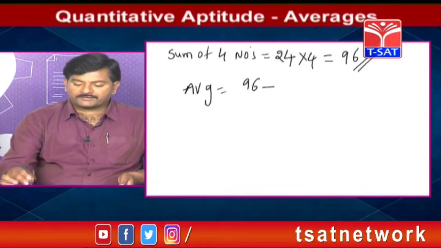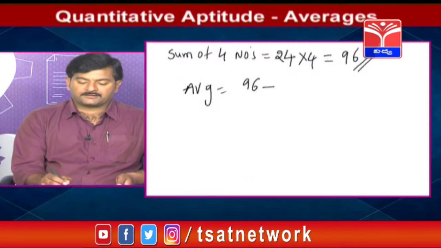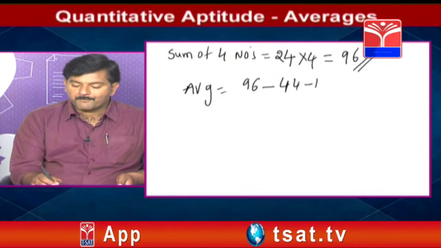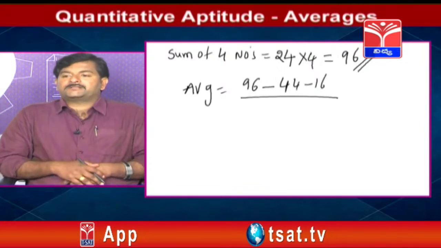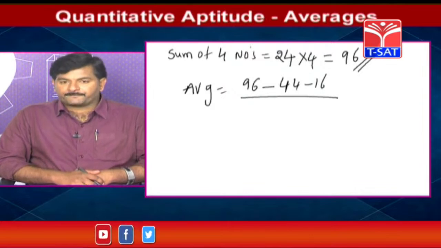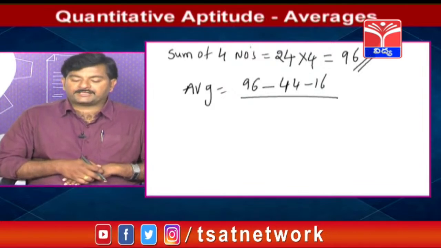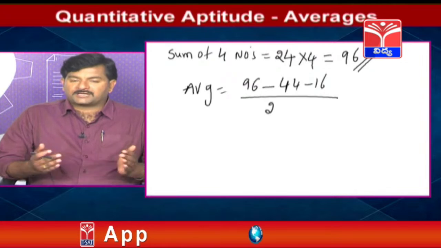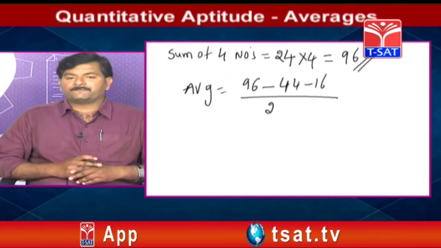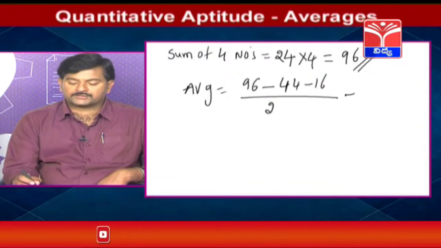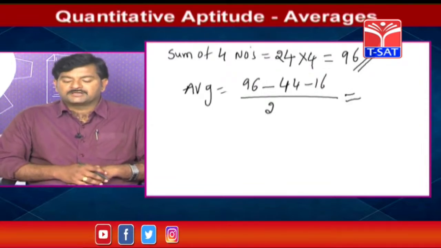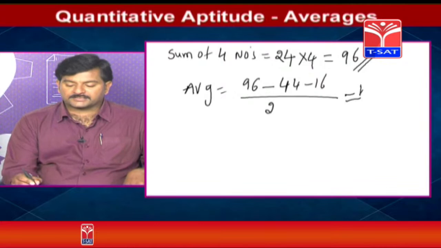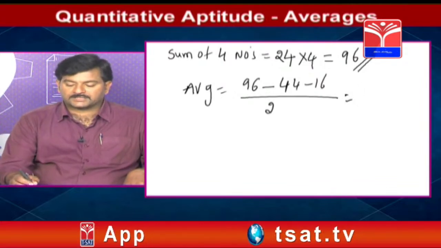So it's clearly 96. From 96 we need to subtract 44 and 16. 44 plus 16 is 60. The remaining total is 2. Why? Because it is remaining sum by remaining total, and we have only 2 remaining. I hope you understood what I am saying. So 96 minus 60 is 36. I am getting 36.